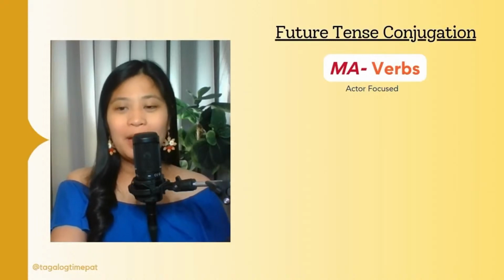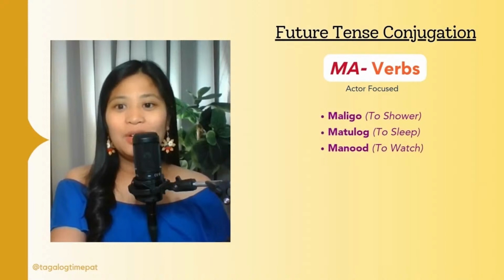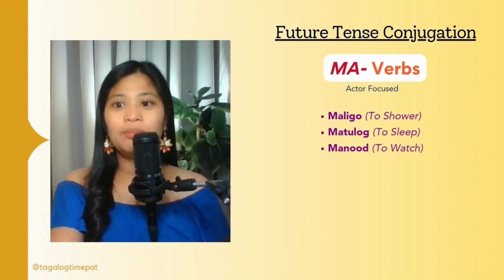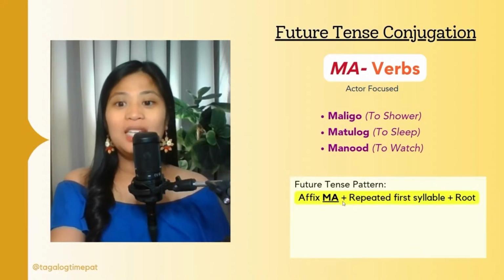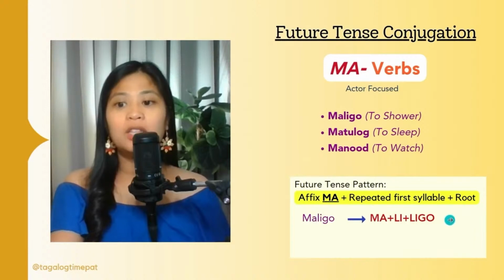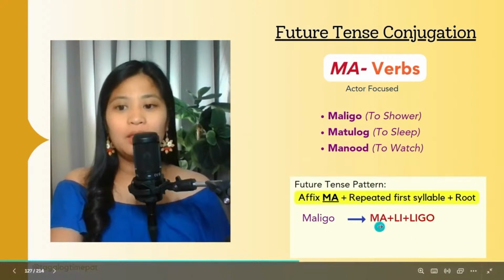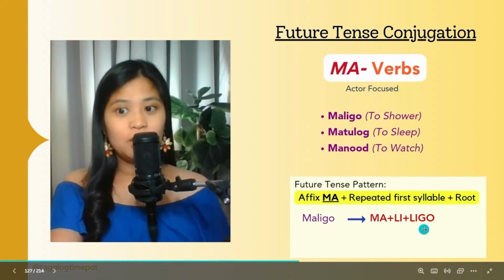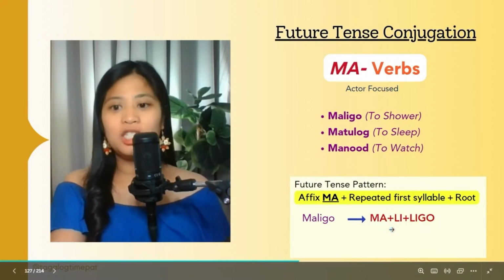It's a very similar pattern to the mag verbs. Again, here are some ma verbs. Maligo, to shower. Matulog, to sleep. Manood, to watch. In the future tense, here is the pattern for ma verbs. Now the affix is ma, then there's a repeated first syllable, and then it's the root. So maligo, to shower, in the future tense will be maliligo. Maliligo ako, I will take a shower.